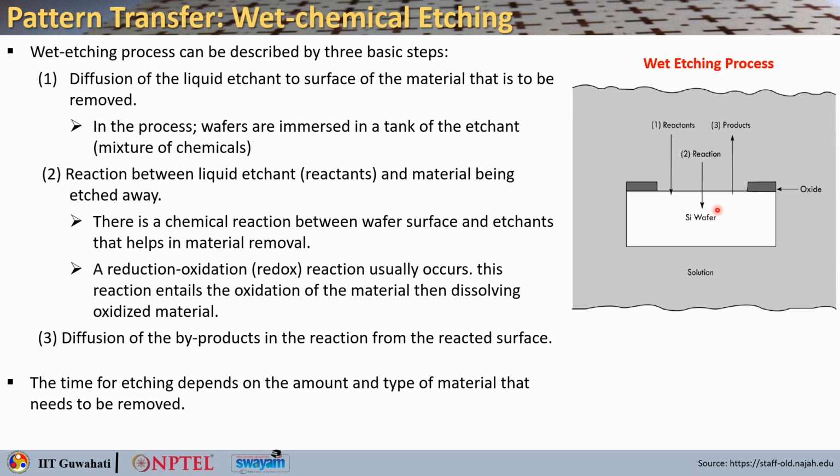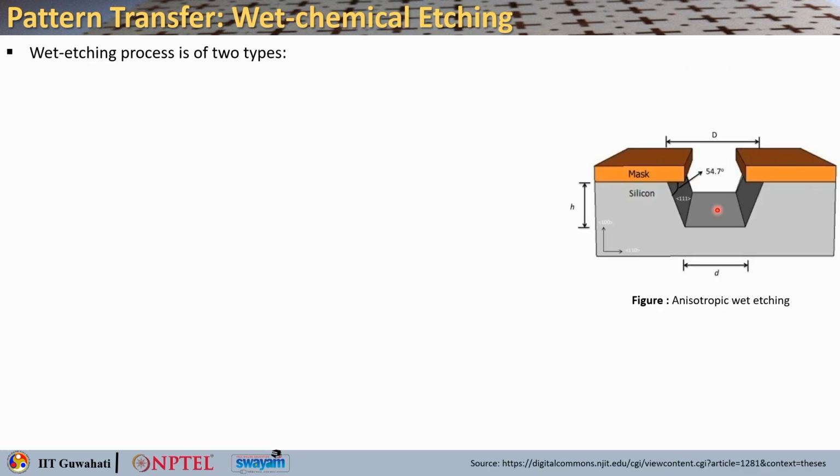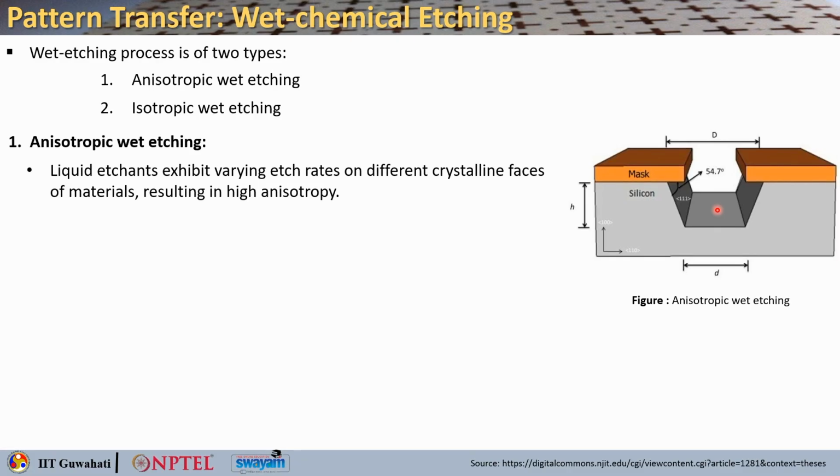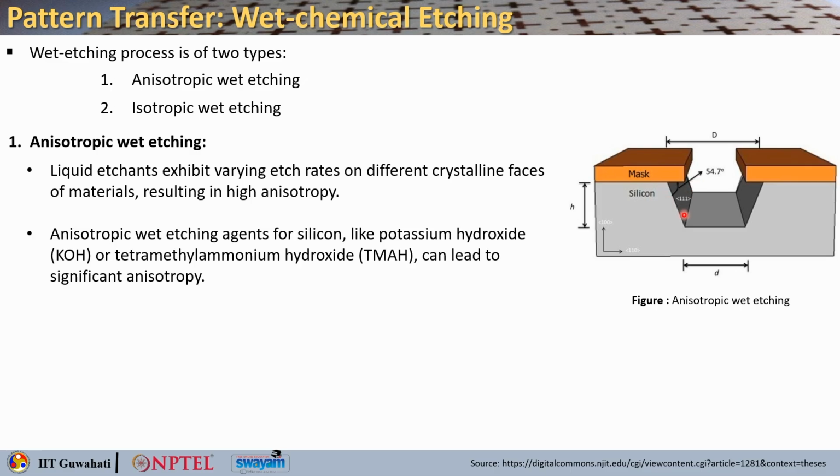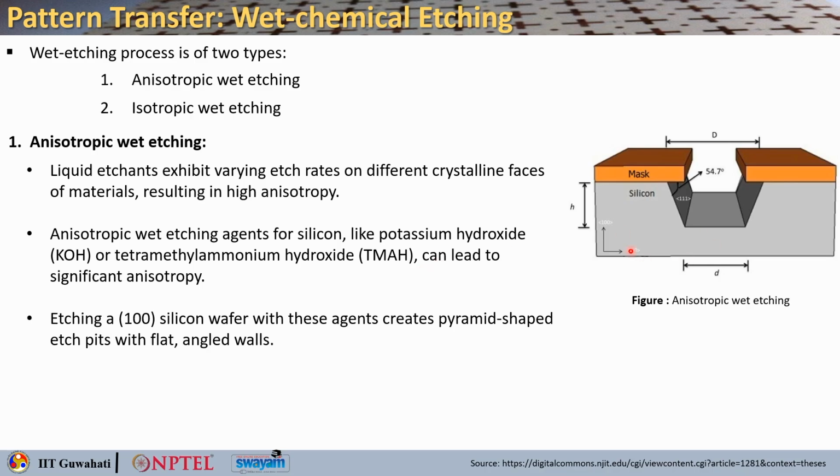The time for etching depends on the amount and the type of the material that you are going to remove. Now, the wet etching process is of two types, anisotropic and isotropic wet etching. In anisotropic wet etching, as you can see in the figure as well, liquid etchants exhibit varying etch rates on different crystalline phases of the material, which results in high anisotropy. Anisotropic wet etching agents like potassium hydroxide KOH or tetramethyl ammonium hydroxide TMAH can lead to significant anisotropy.